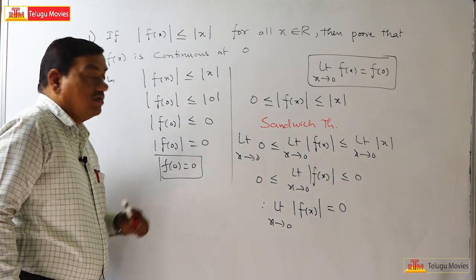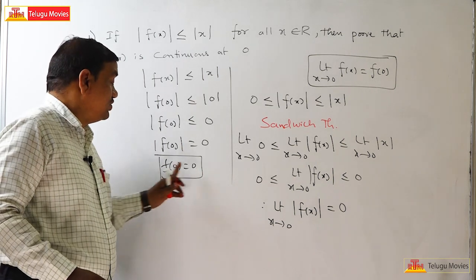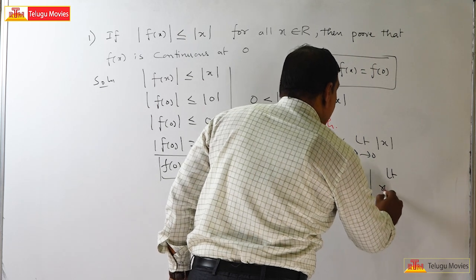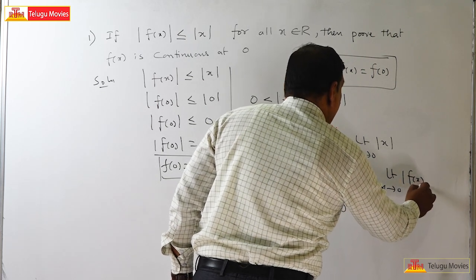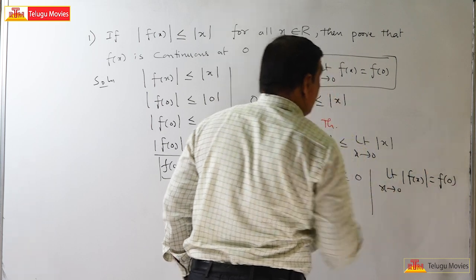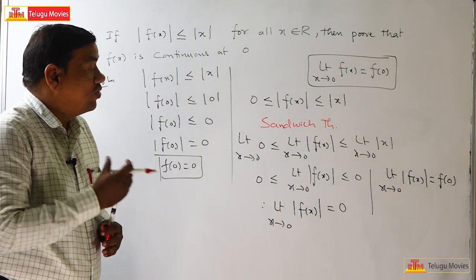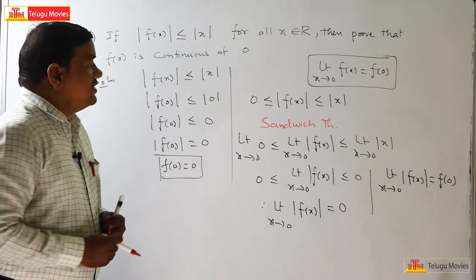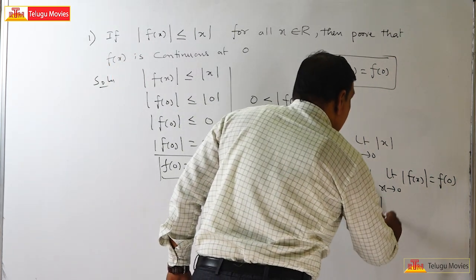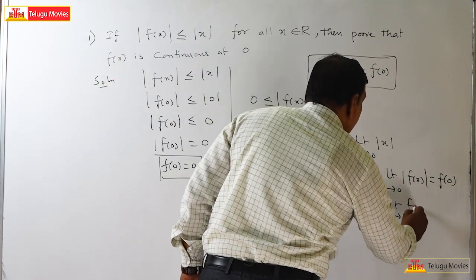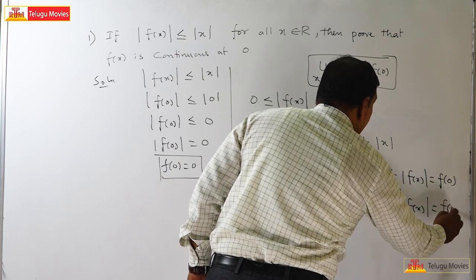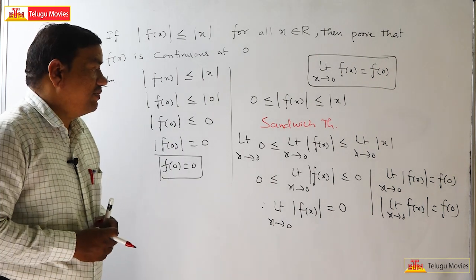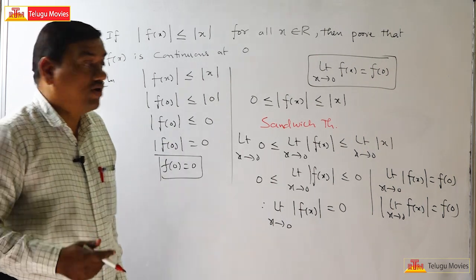Since that is 0, and f of 0 is 0, in place of 0 can I write f of 0? Yes, I can write. So, this implies limit x tends to 0 modulus of f of x is equal to f of 0. From this, we can write the modulus like this: limit x tends to 0, modulus of f of x is equal to f of 0.